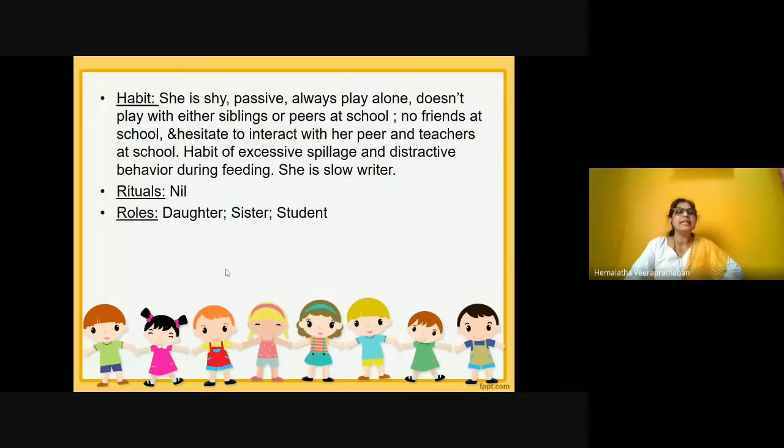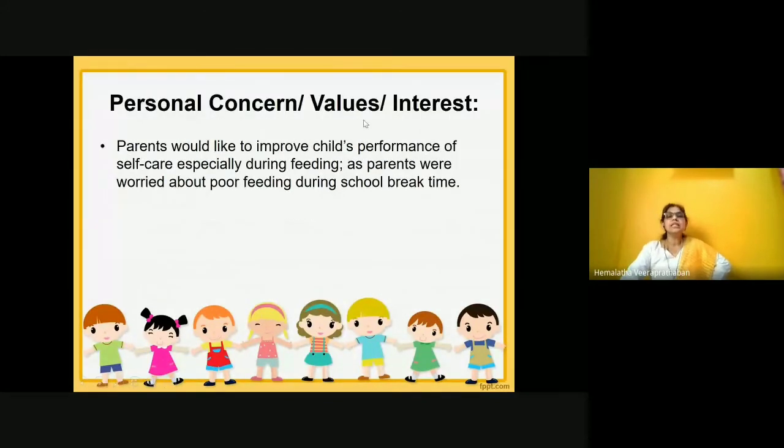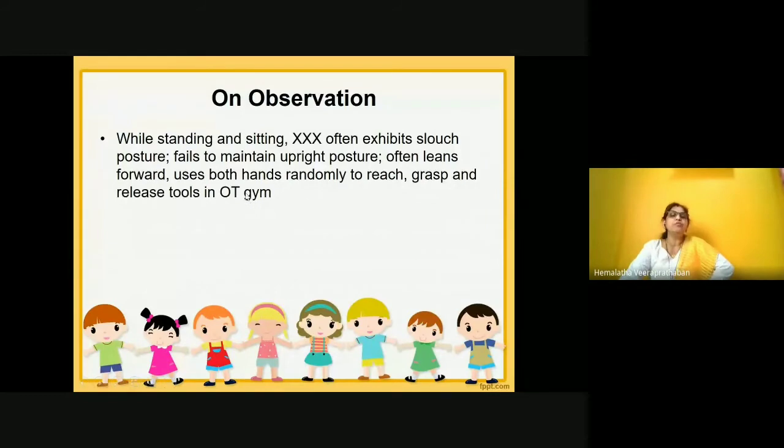For all grooming, the child is completely dependent. He is a shy and very passive child. He always plays alone, does not play with siblings or peers at school, has no friends, and hesitates to interact with peers, in school and at home. He has a habit of excessive spillage and destructive behavior during feeding, slow writing, and no rituals except playing alone. His roles are son, brother, and student. Personal concerns, values, and interests: the parents would like to improve the child's self-care performance, especially during feeding. The mom worries that poor feeding at school will affect the school performance.